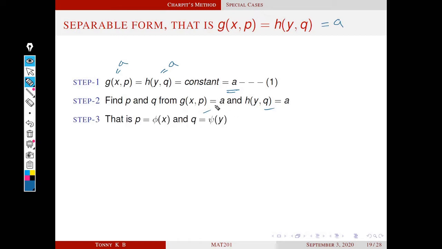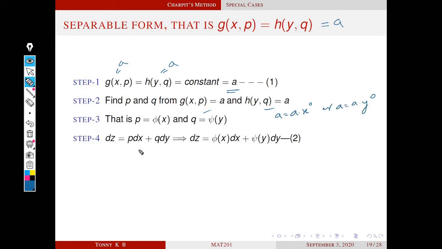We can treat a as a function of x as well as a function of y, because you can write a as either a into x raised to 0 or a into y raised to 0. So we get p is a function of x and q is a function of y. Next we substitute p and q in our total derivative, that is dz is equal to phi of x dx plus psi of y dy. By integrating this equation, we get a complete integral.